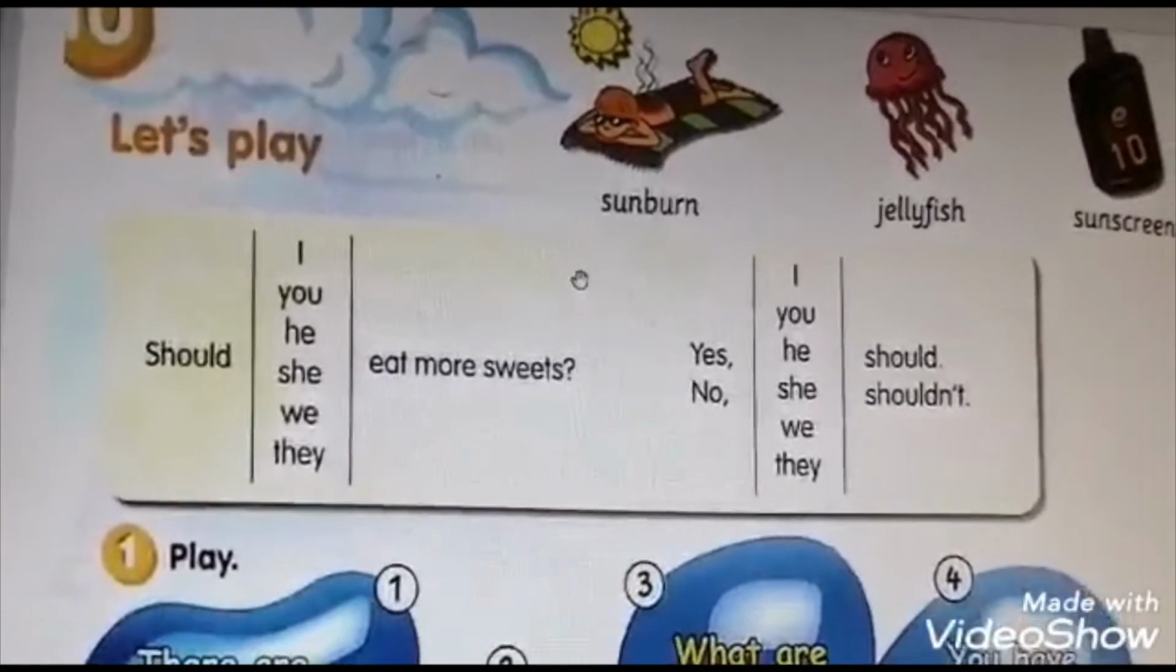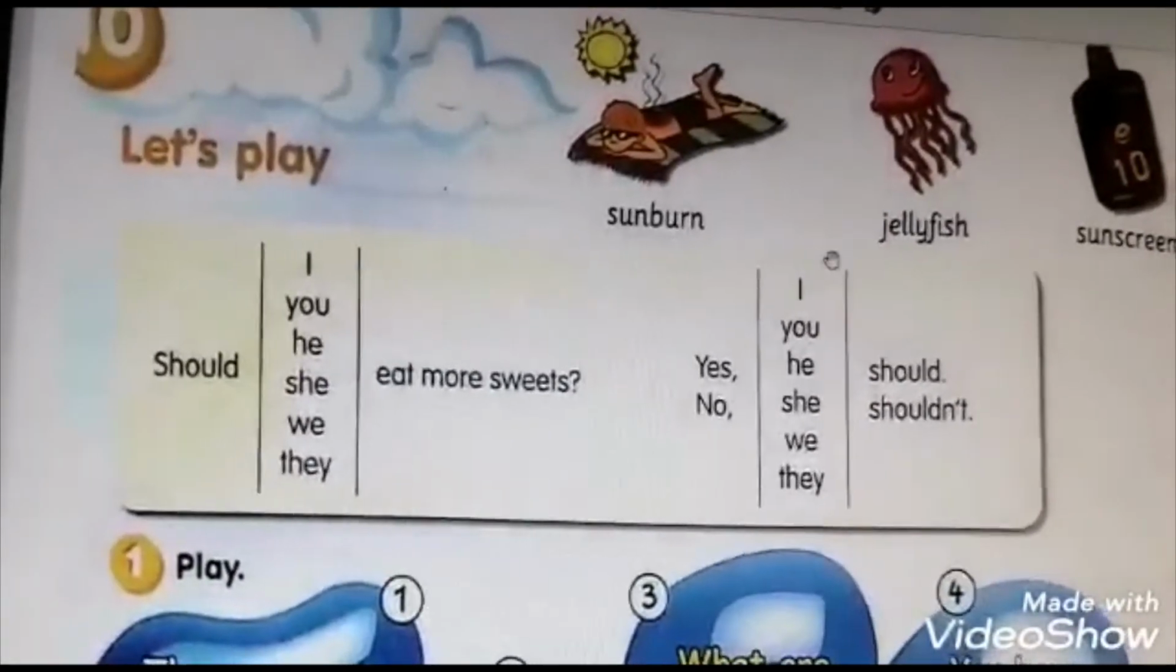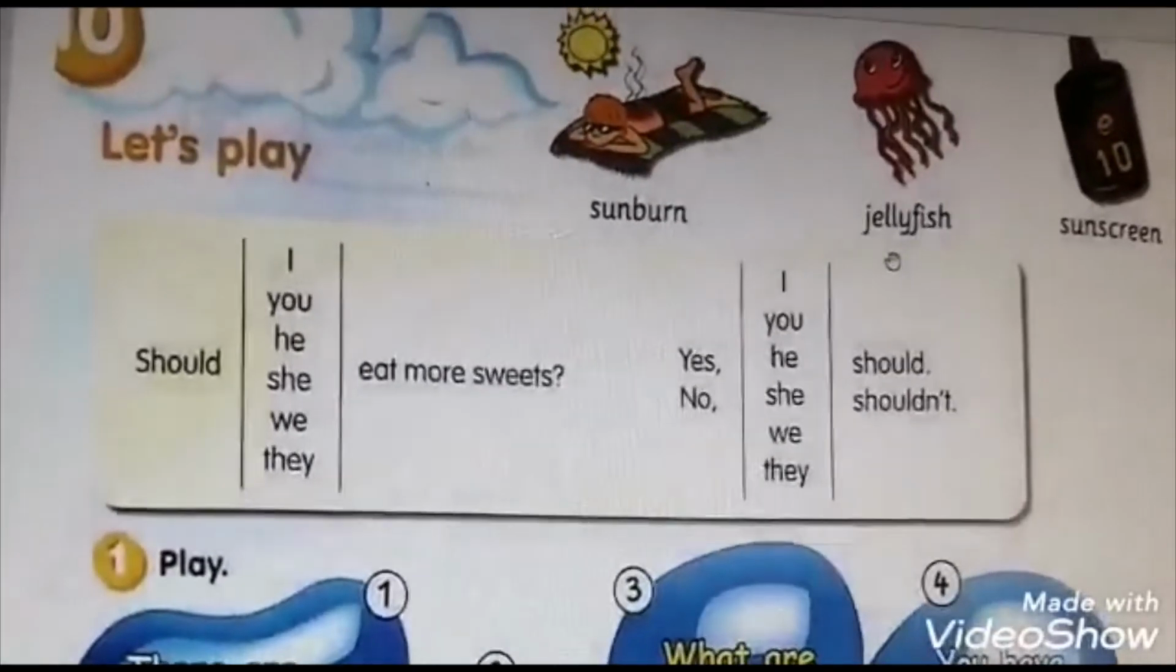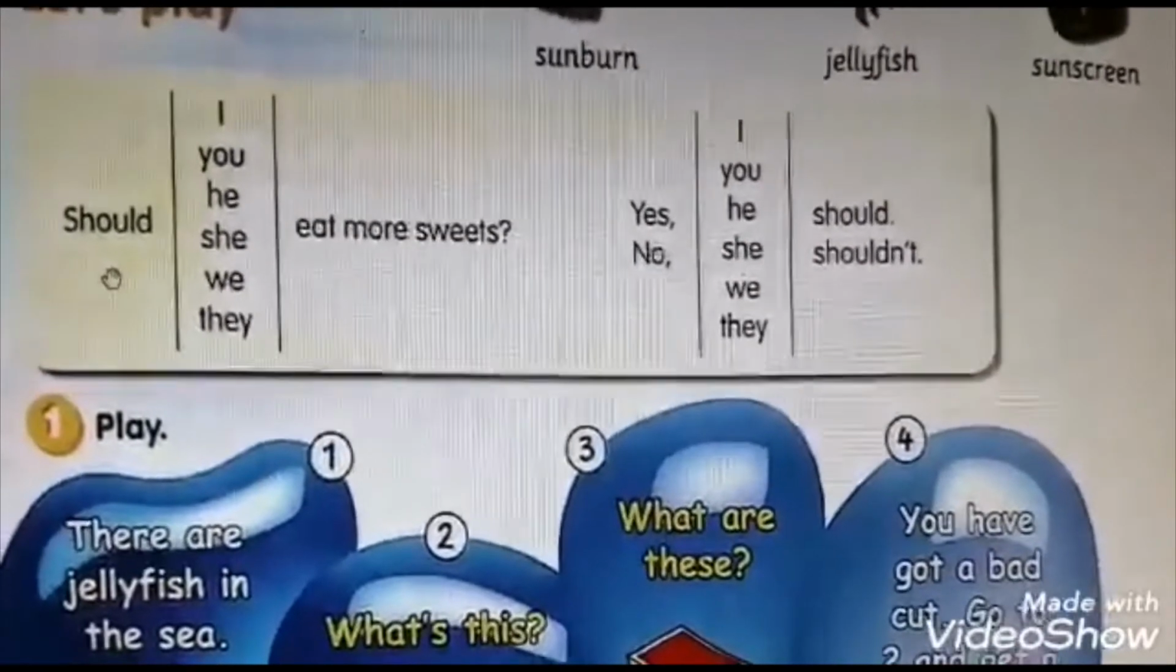Let's have a look at the vocabulary. Say after me. Sunburn, jellyfish, sunscreen. Look at the grammar box.